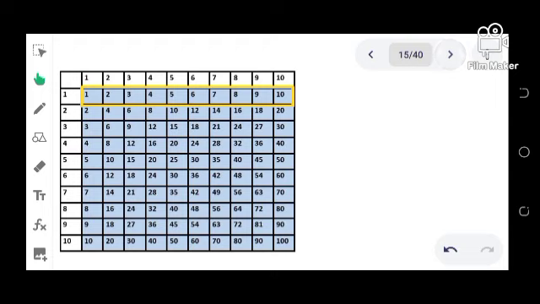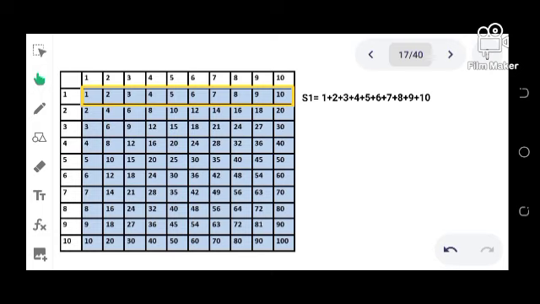So let's take the first row first and label the sum to be S1. Now as you can see, the entries in the first row are these. So we add them up, that becomes 1 plus 2 plus 3, and it goes on until 10.